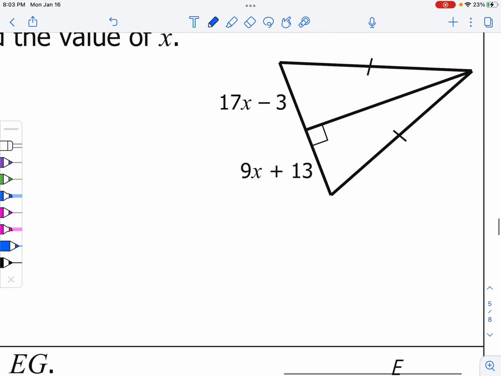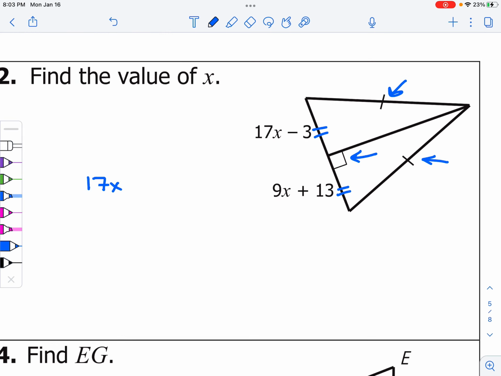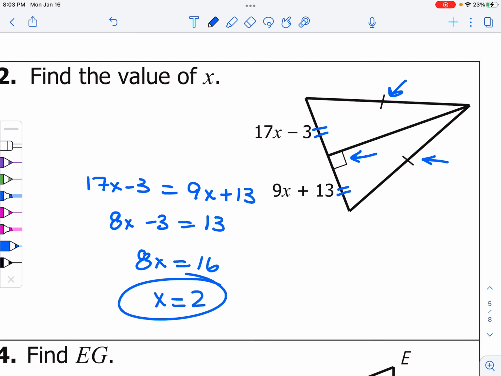Number 2, here's what I see. I see the hypotenuses are congruent, and I also see the 90 degree. If the hypotenuses are congruent and I have that perpendicular, that means those sides are also congruent. So I'm going to set 17x minus 3 equal to 9x plus 13. Subtracting 9x on both sides, I get 8x minus 3 equals 13. Add 3, and I get that x is 2.